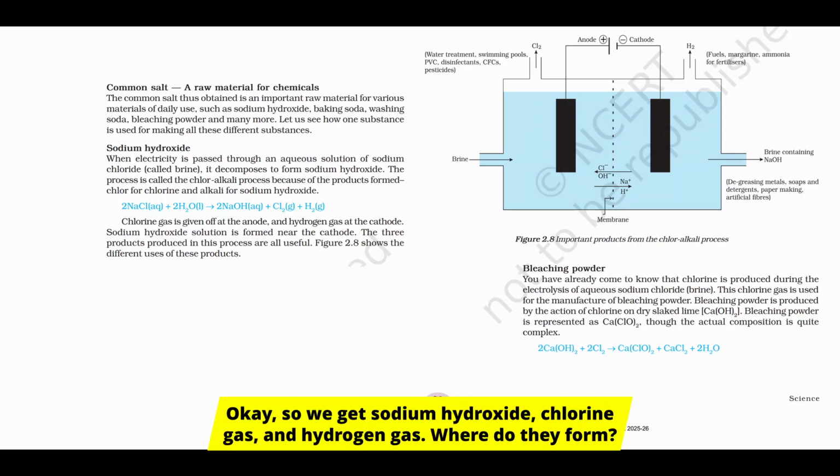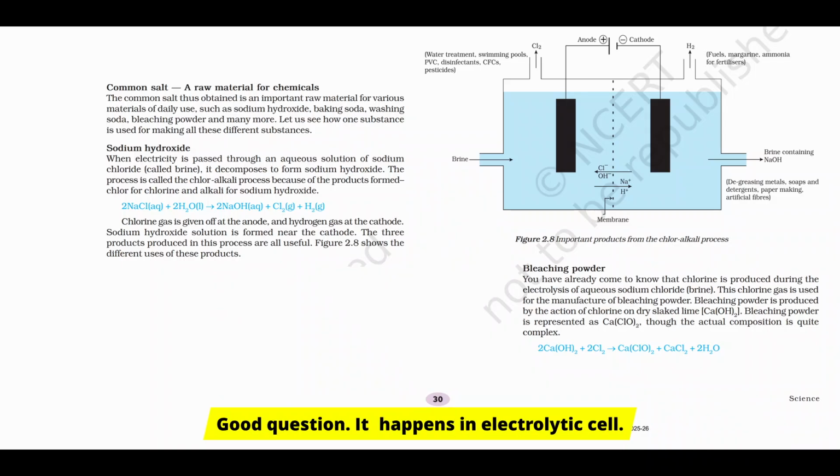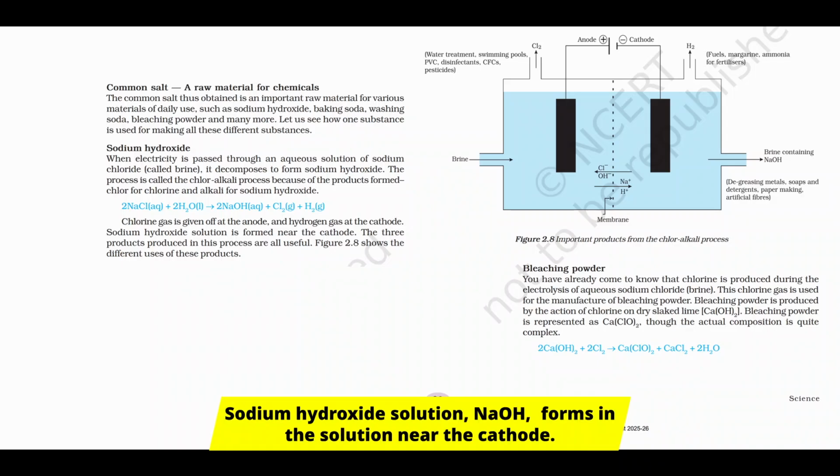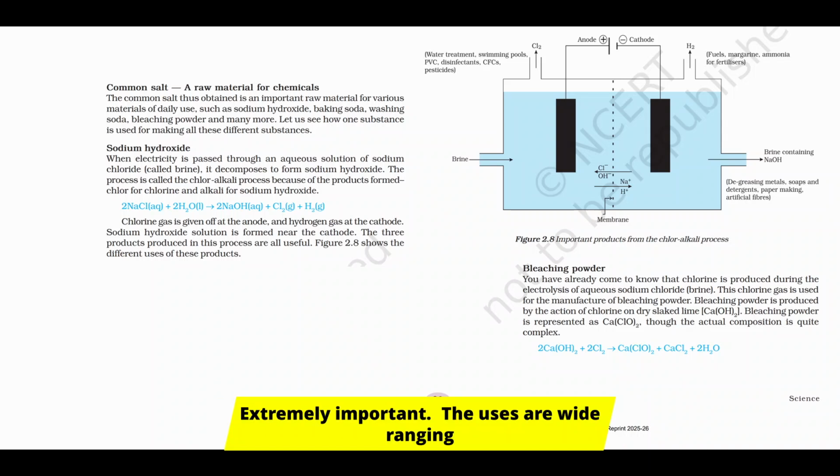Okay, so we get sodium hydroxide, chlorine gas, and hydrogen gas. Where do they form? Good question. It happens in an electrolytic cell. Chlorine gas, Cl2, is produced at the anode, the positive electrode. Hydrogen gas, H2, is produced at the cathode, the negative electrode. Sodium hydroxide solution, NaOH, forms in the solution near the cathode. And what are these products used for? That seems important. Extremely important. The uses are wide-ranging and frequently tested.